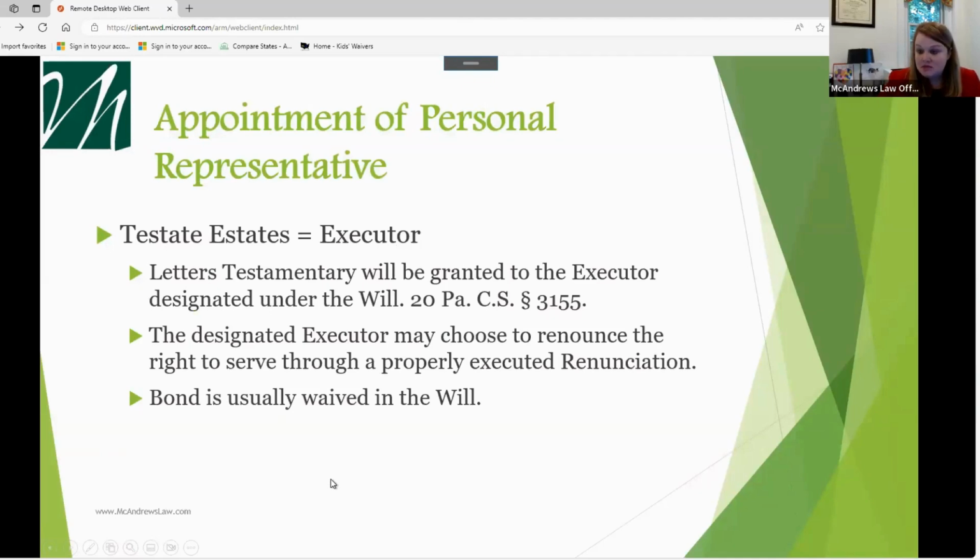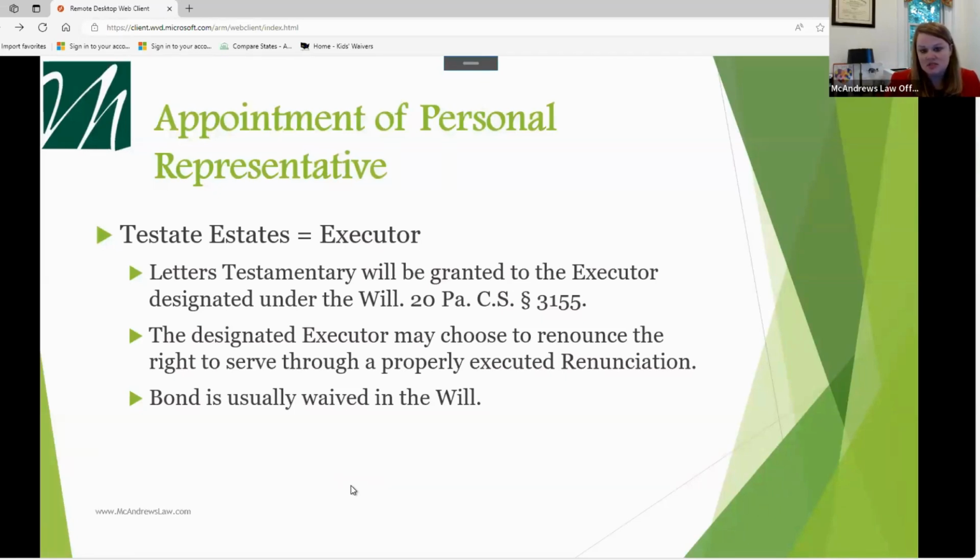If there is a will, so again, using our terms, it's a testate estate, you are appointed as the executor of that estate, and you will get what are called letters testamentary. Even if you're named in the will, you may decide that you don't want to serve, or you might not be able to serve as an executor at that given time, and you can renounce. By renouncing, all you're saying is, I can't administer the estate right now. So if there's a successor listed, it'll move to the successor.